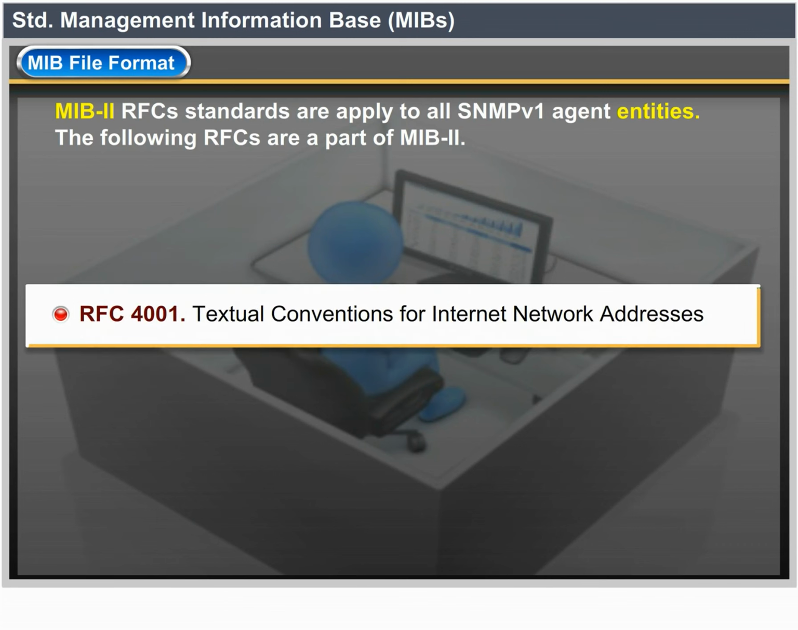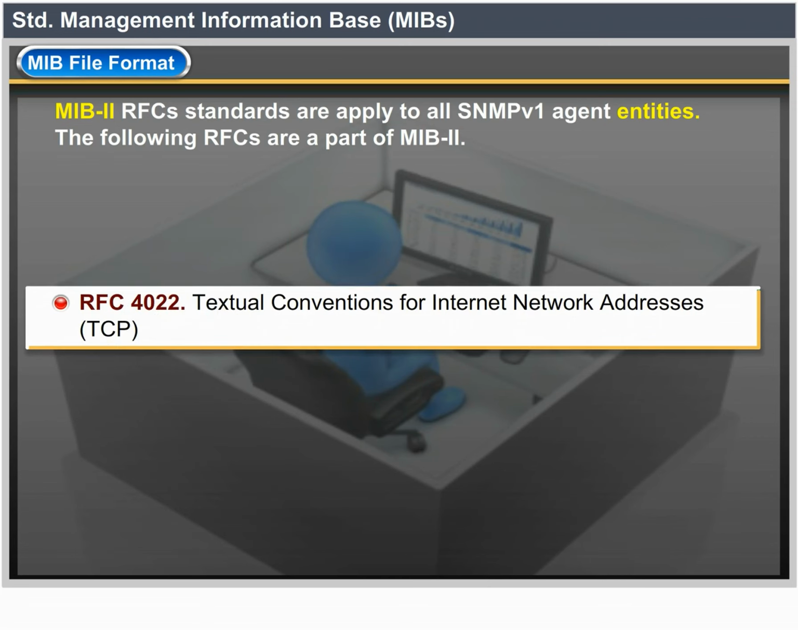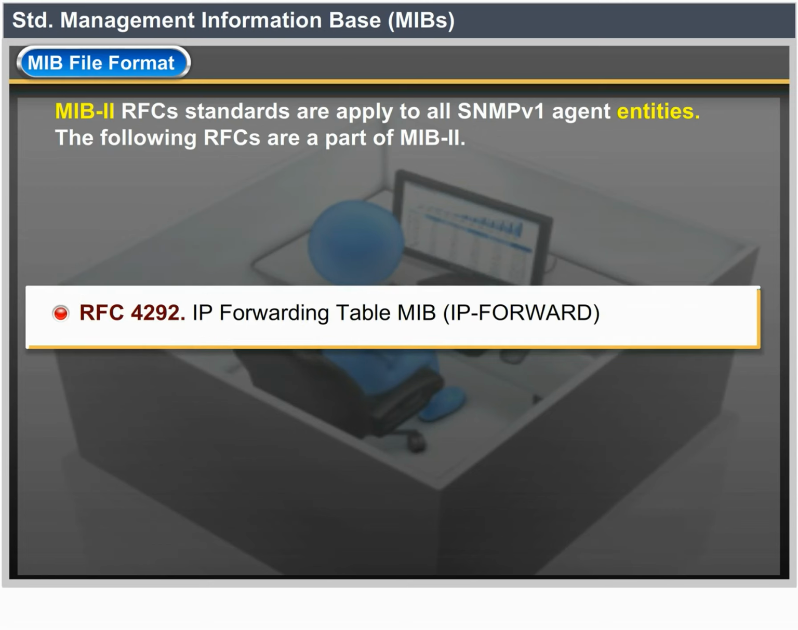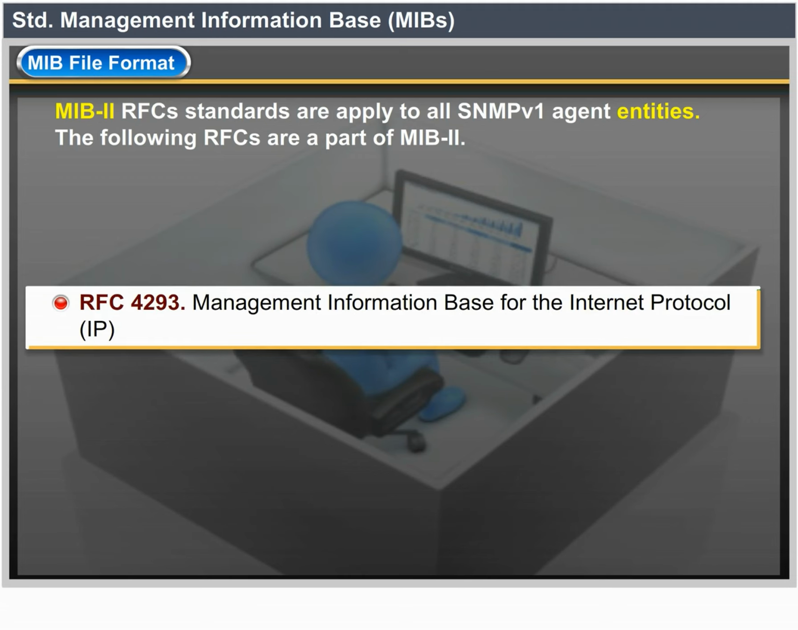RFC 4022 Textual Conversions for Internet Network Addresses TCP. RFC 4113 Management Information Base for the User Datagram Protocol UDP. RFC 4292 IP Forwarding Table MIB IP Forward. RFC 4293 Management Information Base for the Internet Protocol or IP. RFC 4898 TCP Extended Statistics MIB TCP eStats.